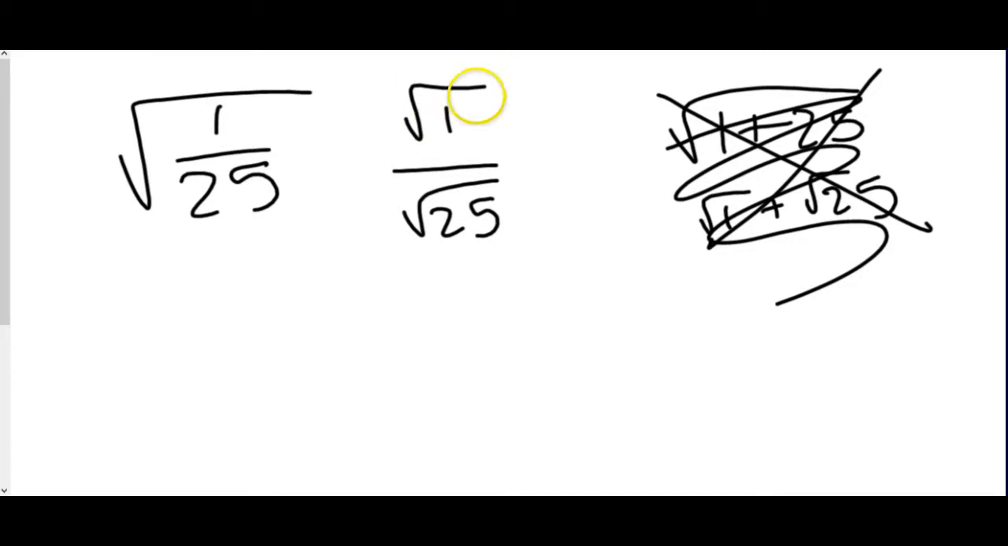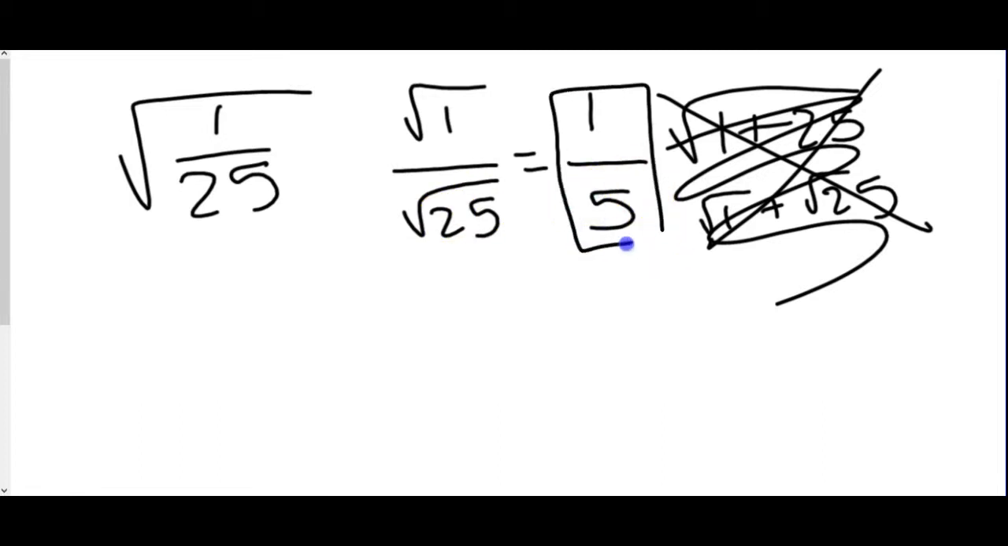So I need to know what is the square root of 1. What's a number multiplied by itself that equals 1? The only thing that can happen for that is 1 times 1. So the square root of 1 is 1. Then I look at square root of 25. What number multiplied by itself equals 25? Again, there's only one answer: 5 times 5, so square root of 25 is 5. So the final answer would be 1/5.